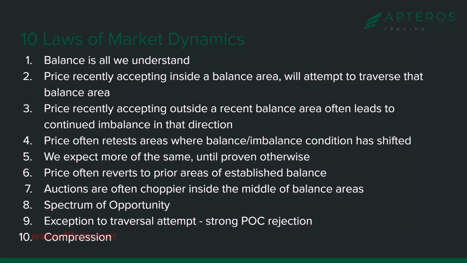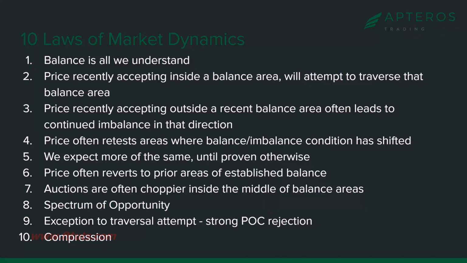You already knew that one, didn't you? Number seven, auctions are often choppier. The price action is often choppier inside the middle of balance areas. Number eight, there is a spectrum of opportunity, and we're going to teach you, based on the language of narrative and understanding what's going on, where we currently are within the spectrum of low opportunity up to high opportunity.